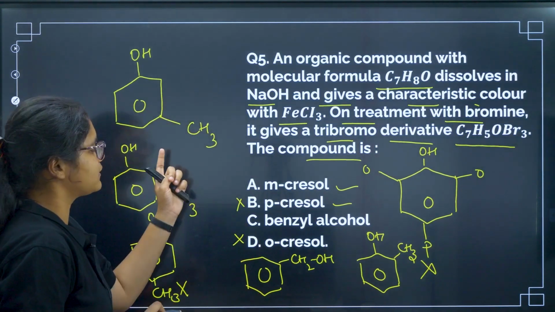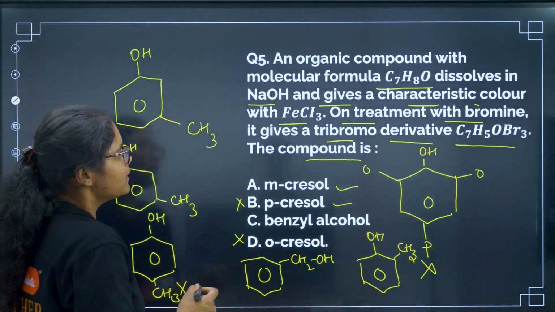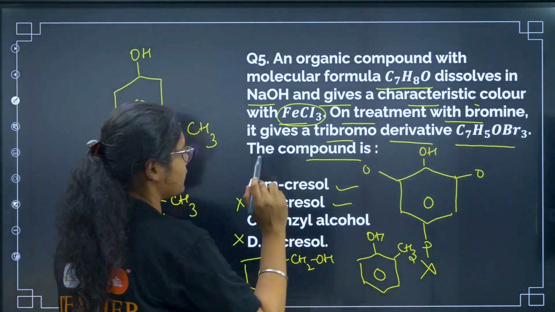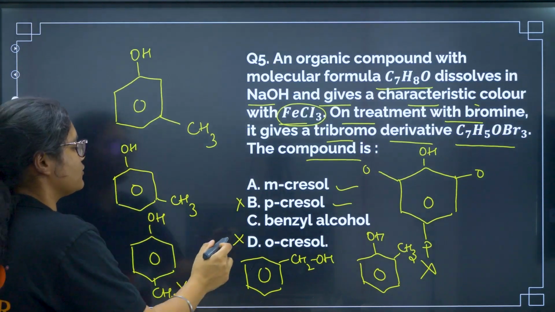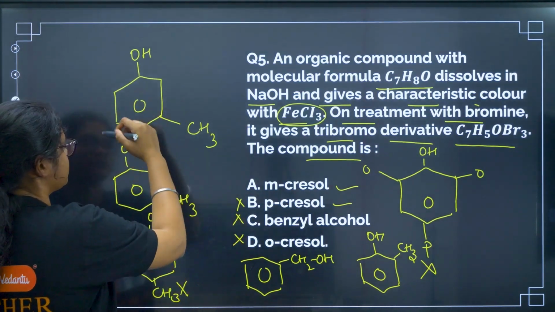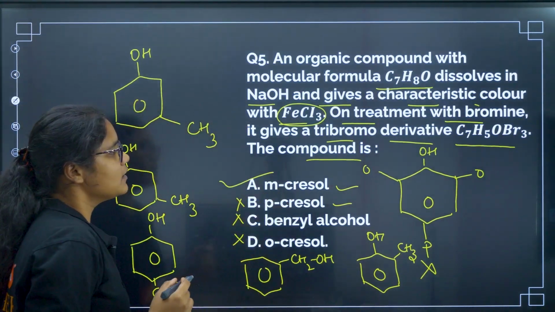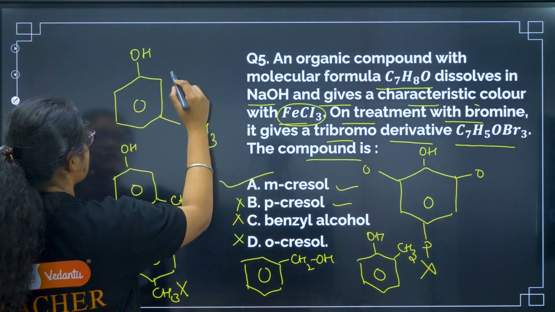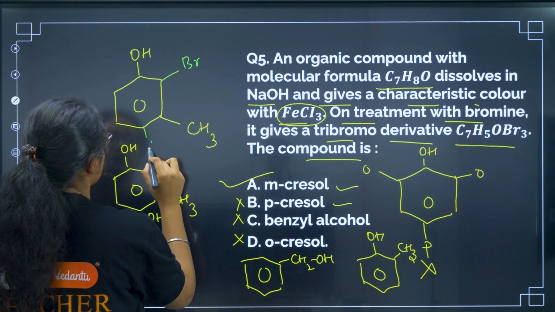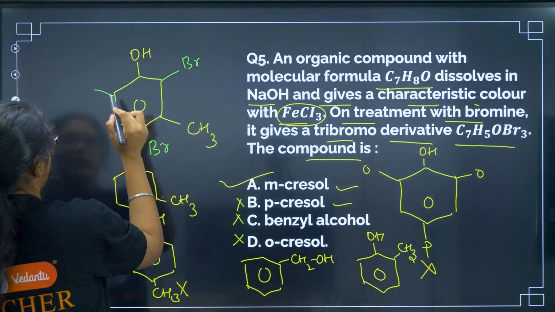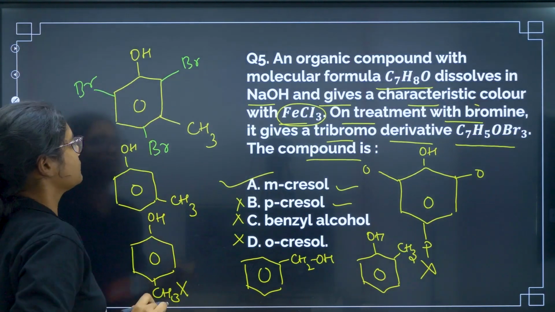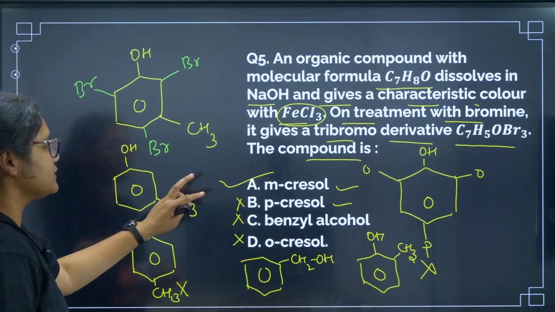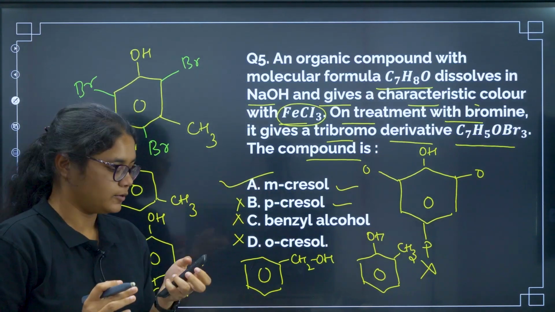Now we are having metacresol and we have benzyl alcohol. We know this benzyl alcohol will not react with FeCl3, so that also we can eliminate. So the correct answer for this question will be option E. Now when we are treating it with bromine, bromine will be replaced in this ortho position, para, and then we have another ortho position. Okay, we'll get this compound. So the correct answer for this question will be metacresol.